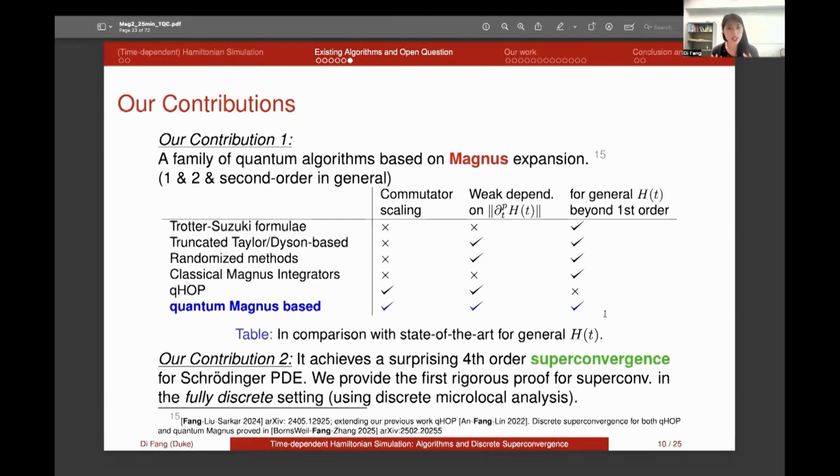And our second contribution is that we find our algorithm has a very intriguing and surprising behavior, so-called superconvergence, which means that in a specific Hamiltonian, in a specific scenario, the algorithm dramatically outperforms what is expected in general. In our second work, we provide a rigorous proof in the fully discrete case using discrete micro-local analysis, and the proof is very interesting and highly non-trivial. I will present the high-level ideas a little bit at the end.